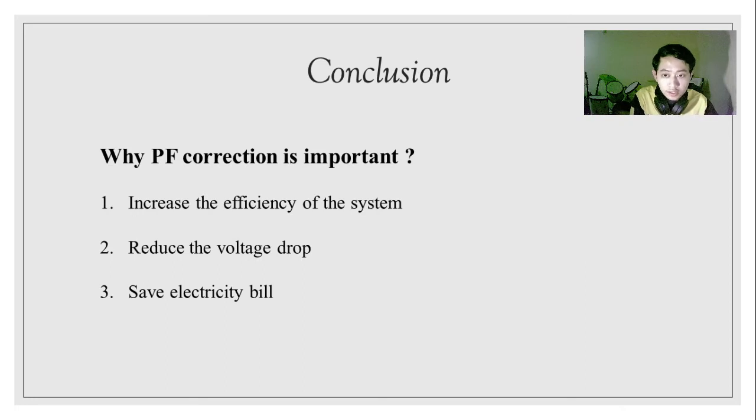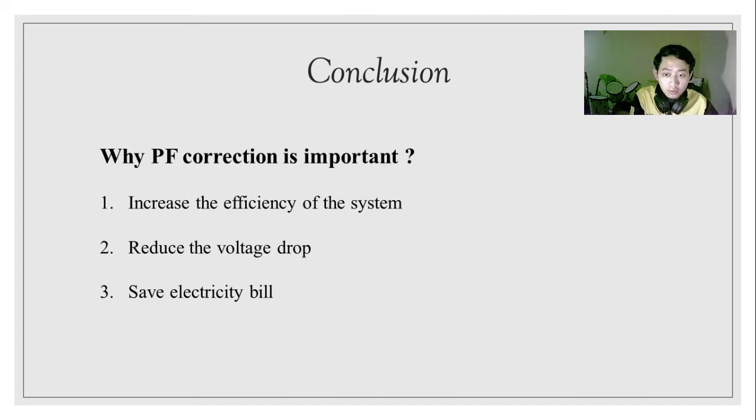Number 2 is that it reduces the voltage drop. With a poor power factor, the voltage drop is high, so the load or the equipment will receive less voltage. When we do the power factor correction, it helps to reduce the voltage drop at the conductor, and our load or our equipment can receive a sufficient amount of voltage.